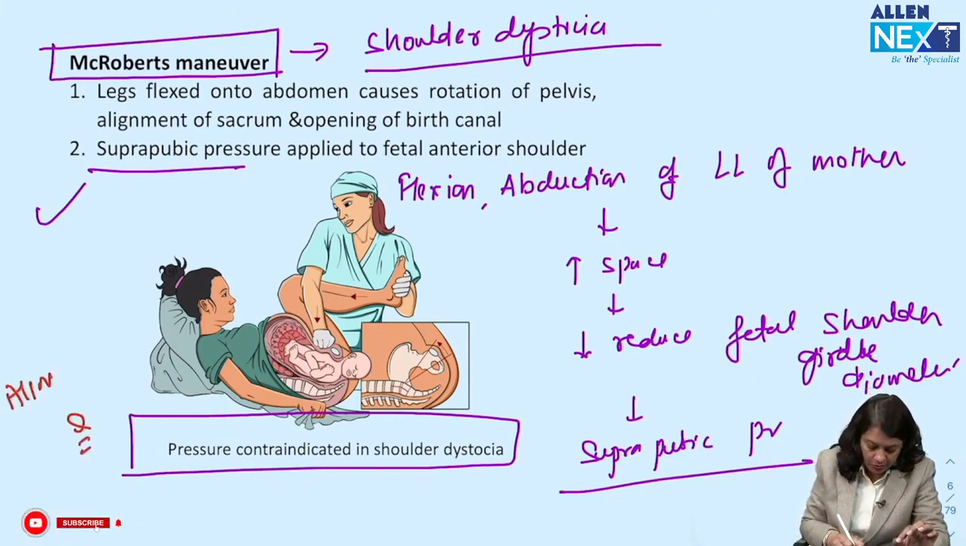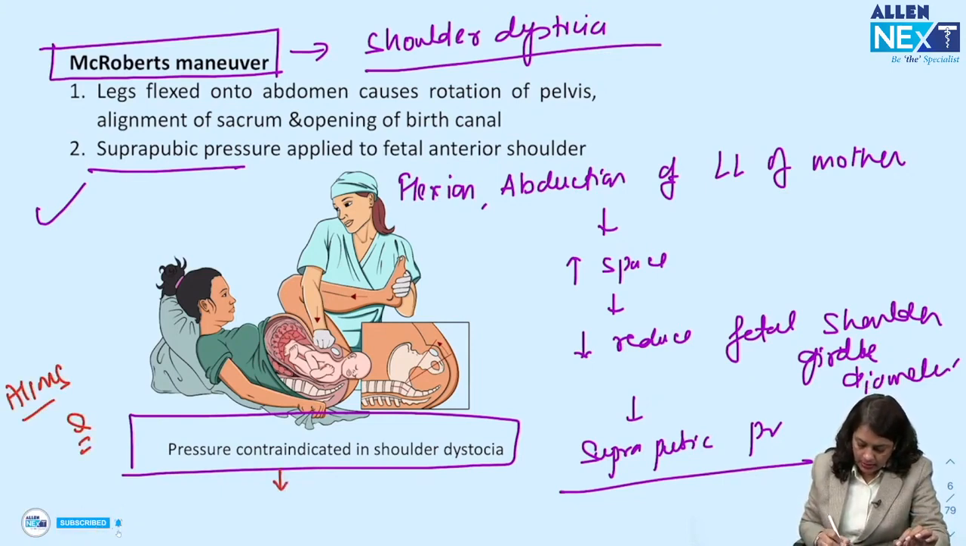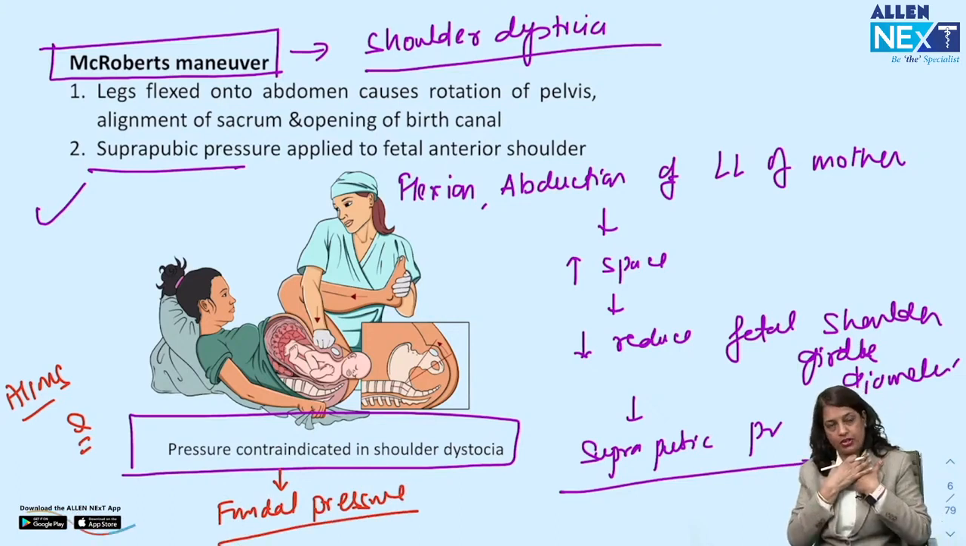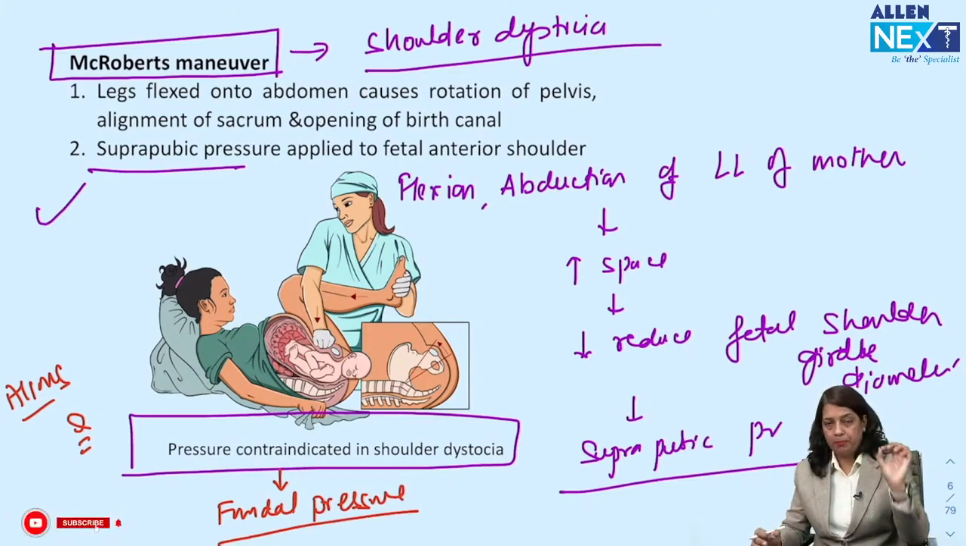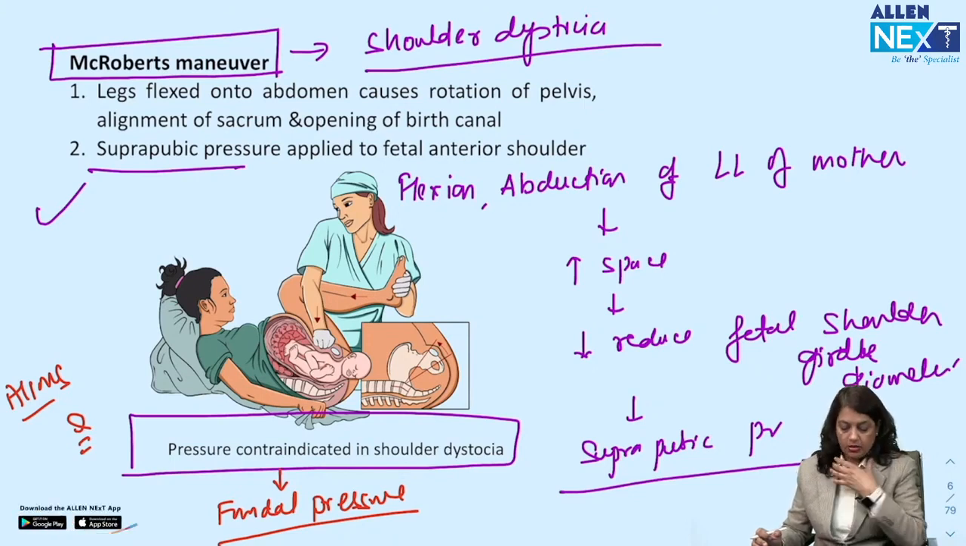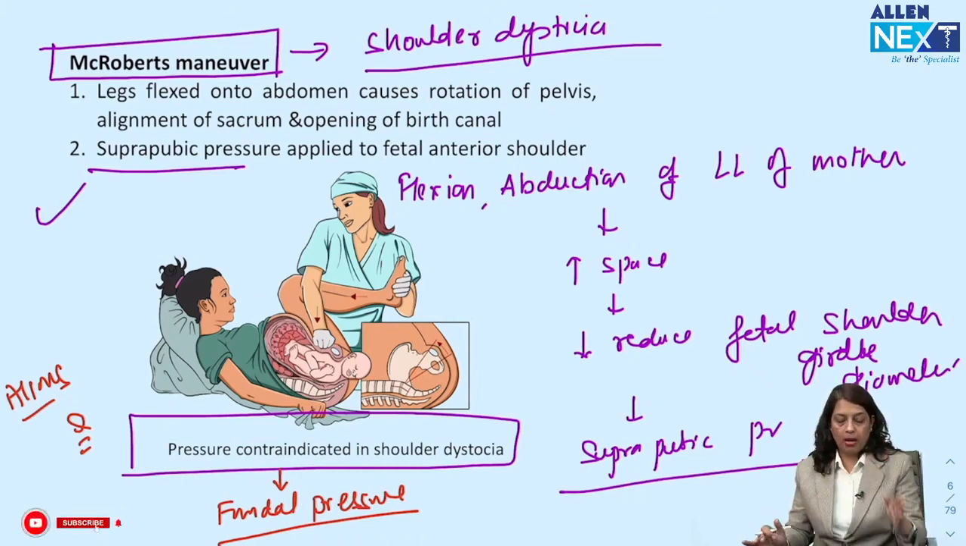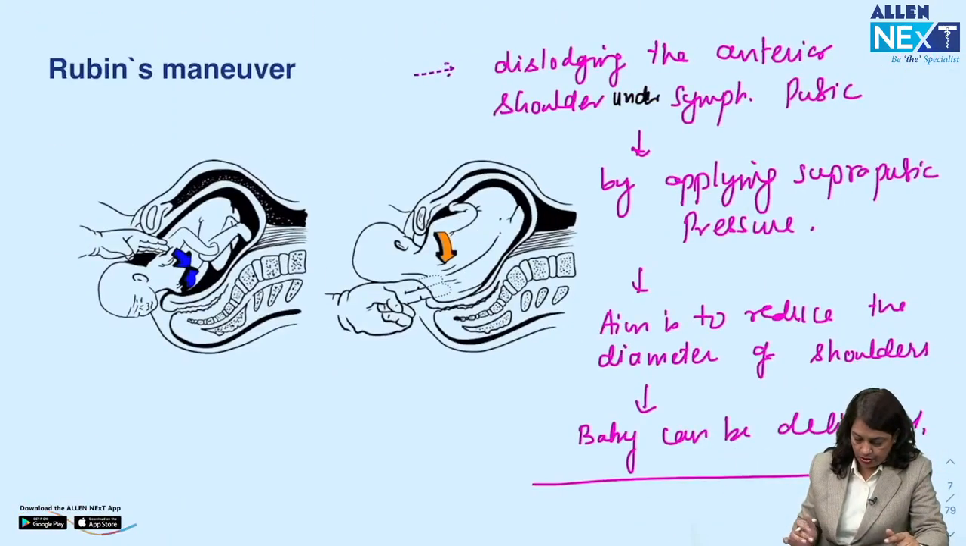This is an AIIMS PG question. The answer is fundal pressure. Fundal pressure will cause constriction of the baby's neck, and the baby will die because of asphyxia. So suprapubic pressure you can apply, but not fundal pressure. So remember, the McRoberts maneuver is for shoulder dystocia.